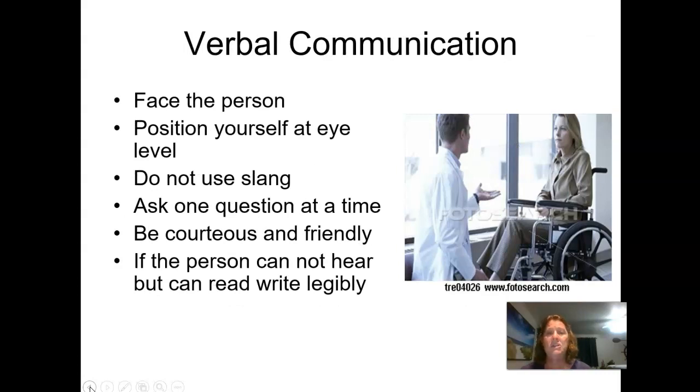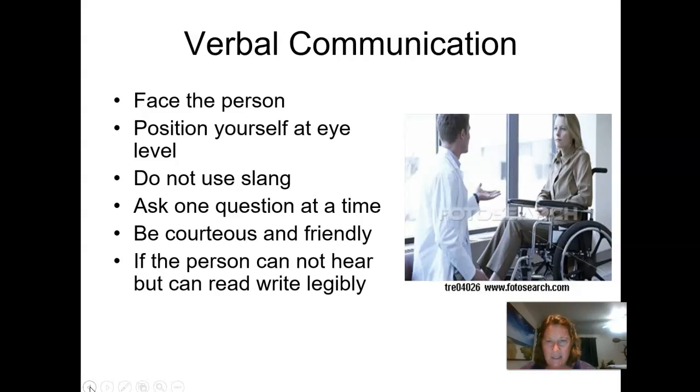Verbal communication is using your words. So we face the person. We always try to position them at eye level. So if they're in a wheelchair, try to kneel down, try to squat down so you can come at eye level, or bring a chair up and have a conversation with them so you're not just towering over the person.